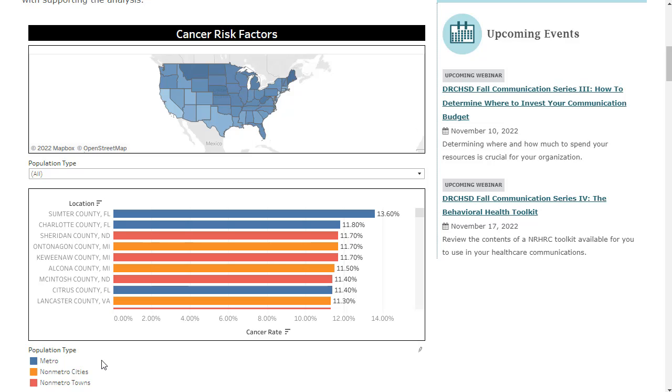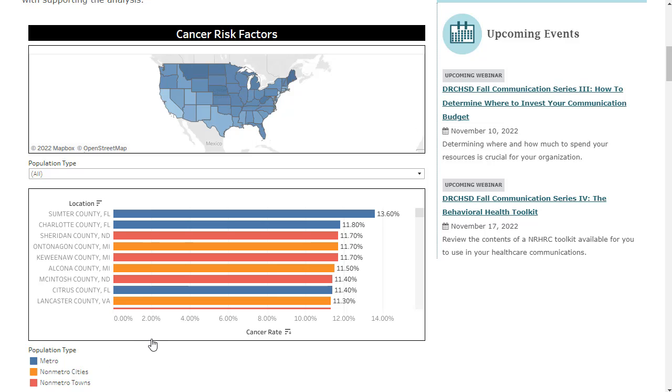So blue is metro, and those are counties with populations of 50,000 or more. And in the orange, those are counties identified as non-metro cities, and those are counties with populations of 2,500 all the way up to 49,999 people. And then in the red, those are non-metro towns. Those are with populations of 2,500 or less.